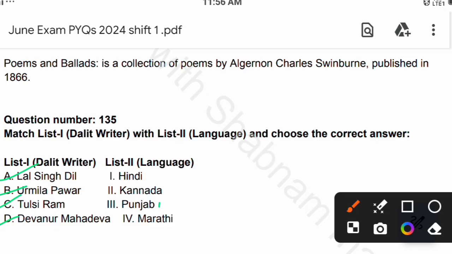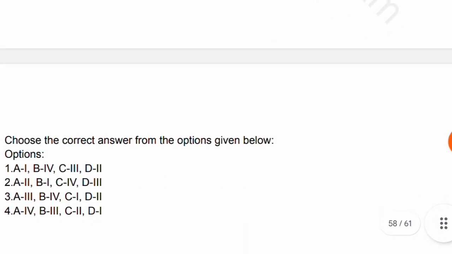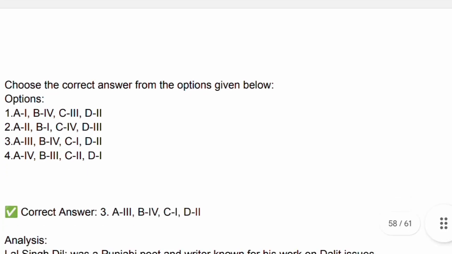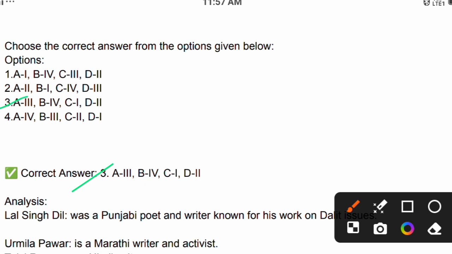Dalit writers you have to match with their language. See the options. Choose the correct answer from the options given below. So the correct answer of this question is going to be the option third. That means A third, B fourth, C first and D second. Let's match.